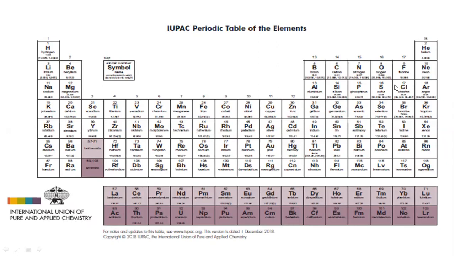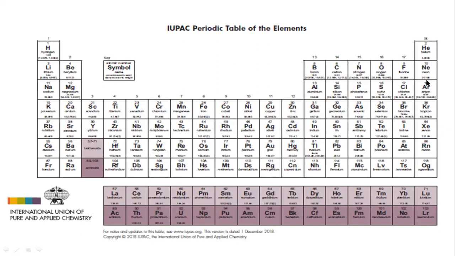So we are discussing group number 13 to group number 18. This is group 16, 17 and 18. So this is group number 16, 17 and 18, the oxygen family, and this is the halogen family, and this is the group 18 elements, helium, neon, all the inert gases.